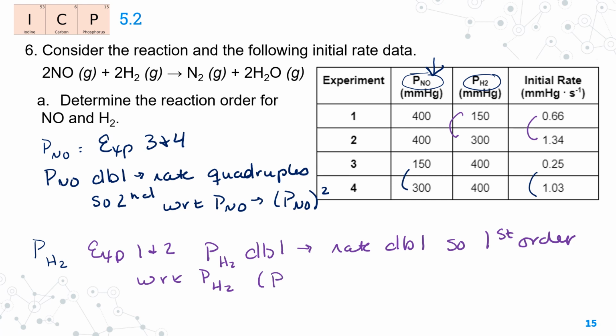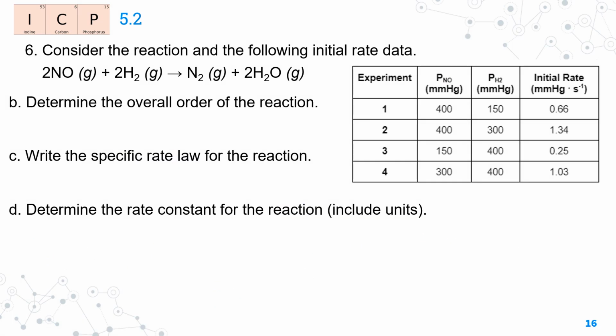And so that's going to be just written with parentheses around it. So if we look at B, it asks us to determine the overall rate order, but I think it makes more sense to write the rate first. So we're going to go to C. Rate is going to be equal to K, the pressure of nitrogen monoxide to the second power, the pressure of hydrogen to the first power. And remember, to figure out my overall rate order, I'm just going to add those powers together. So my overall rate order is 3.